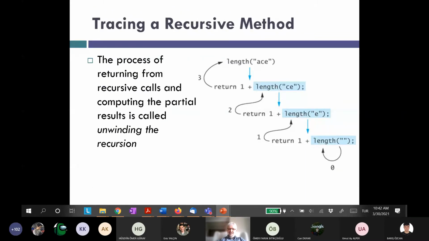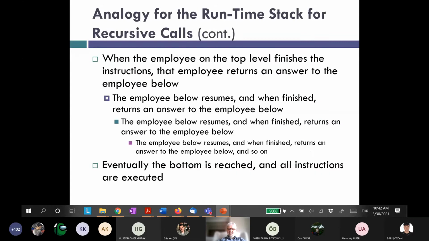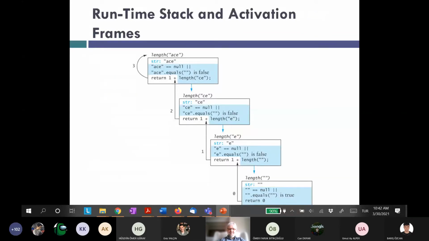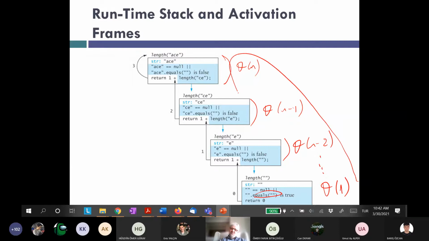So in a sense, let me go through here. Here we perform Theta(n) operations. Here we perform Theta(n-1) operations. Here we perform Theta(n-2), etc. At the end, we perform a Theta(1) operation to check whether the string is null or equal to the empty string, which is a constant time operation. So the overall running time is the addition of these.